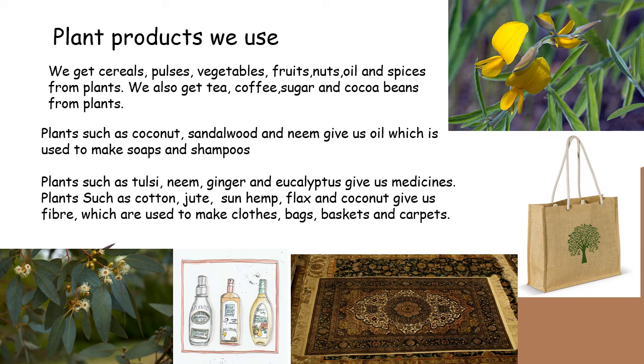Coir is obtained from the outer covering of the coconut fruit, which is mainly used to make ropes. Bamboo is used to make paper. Plants such as teak, sal, shisham, pine and deodar give us timber to build furniture, doors and windows. We get other materials such as cork, rubber and gum from plants.